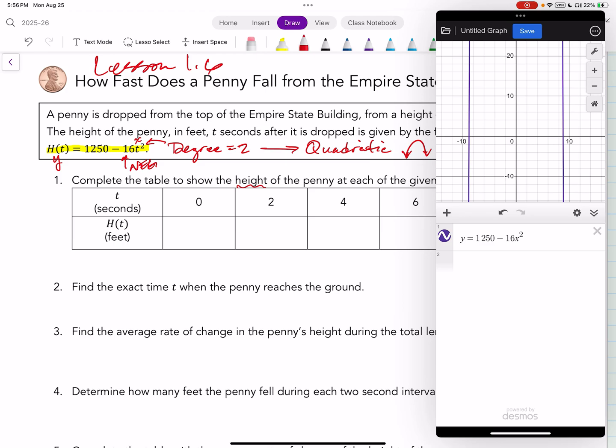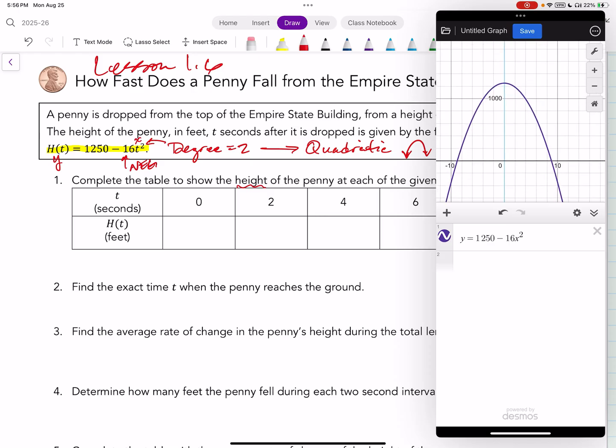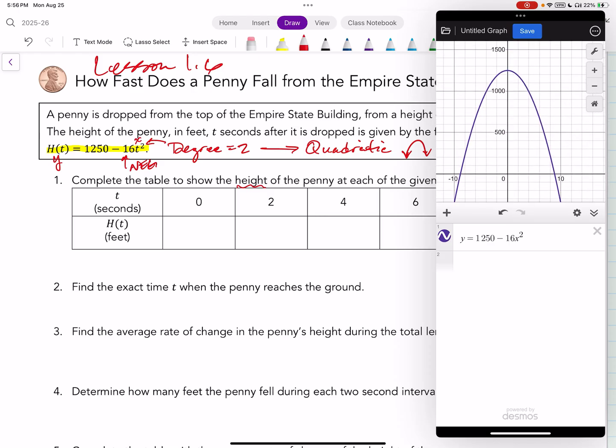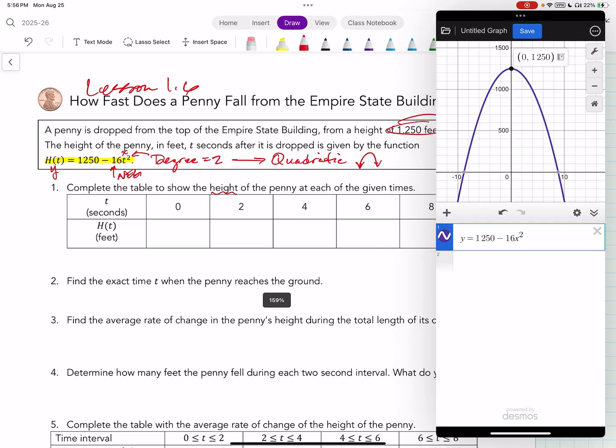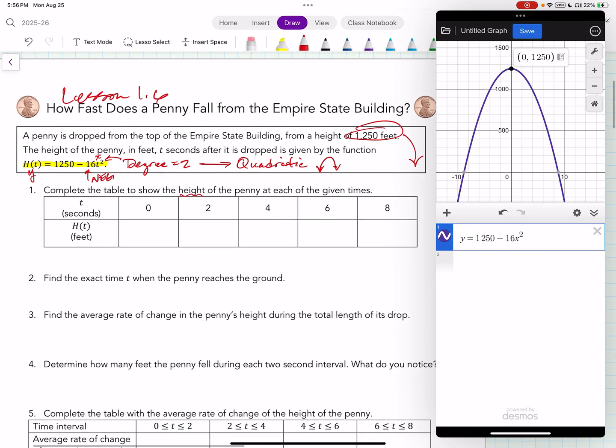So in Desmos, what you're going to have to do is change the scale. The y-intercept, when t is 0, h of 0 is 1,250, so you've got to change the range here. I'm using my fingers right now because I'm on an iPad with a touch screen. And notice that it starts up there at 1,250 feet, and then it's tossed off the top of the building, and after some number of seconds, which we're going to find, by the way, it hits the ground.